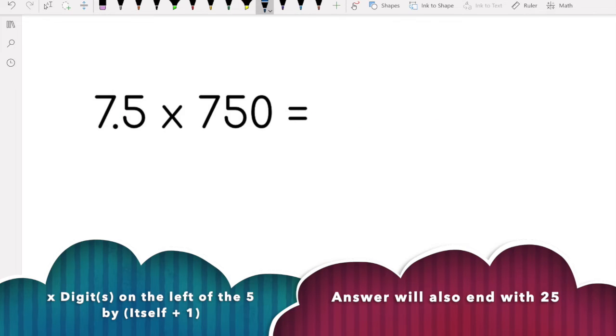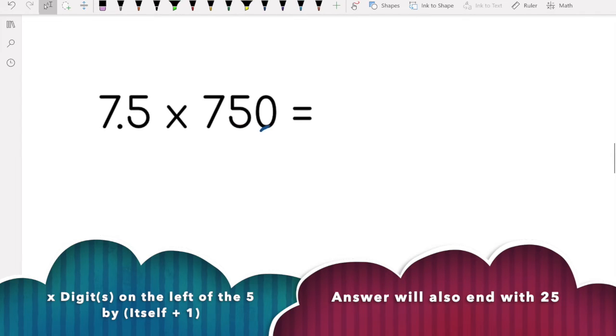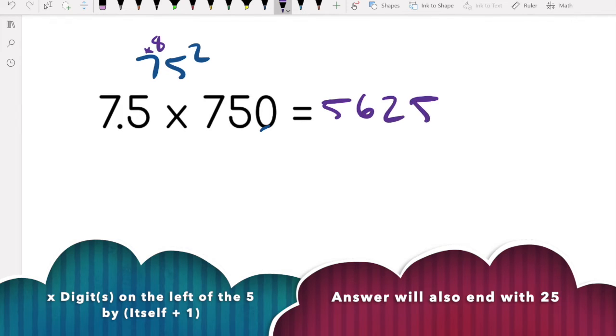So this one, initially, it may not look like a square, but we can treat it as such. Let's ignore the decimal and ignore the 0 on the right. So really, it is 75 squared. So 75 squared is what we're actually calculating. Then we can worry about the decimal and the 0 later. So 7 plus 1 is 8, and 7 times 8 is 56, and then it always ends in 25.